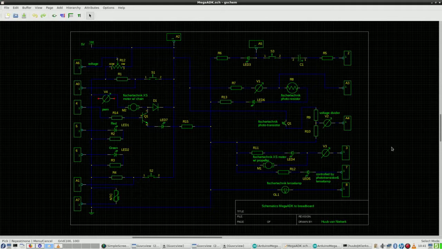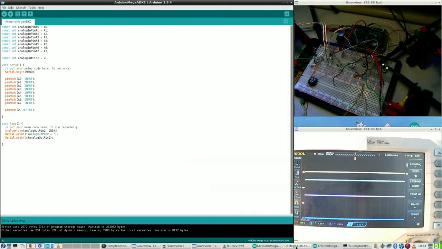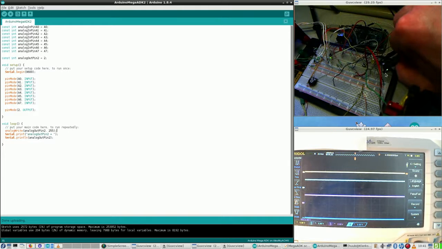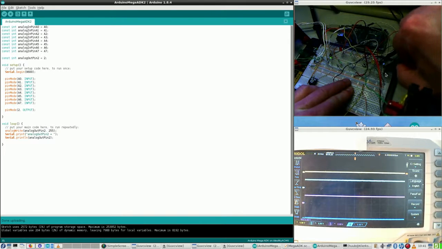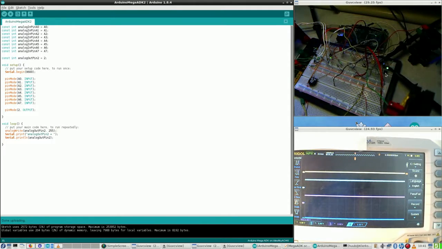So why is this getting everything? It would be logical if the switch was broken. So let me remove, hold on, let me remove this contact. Look at this. This is very wrong.